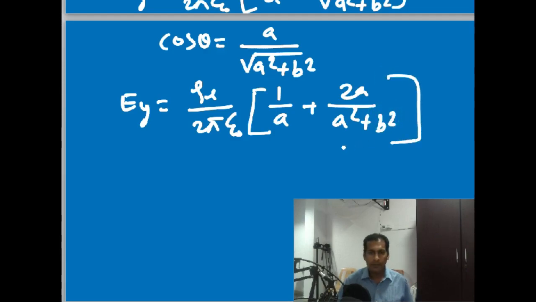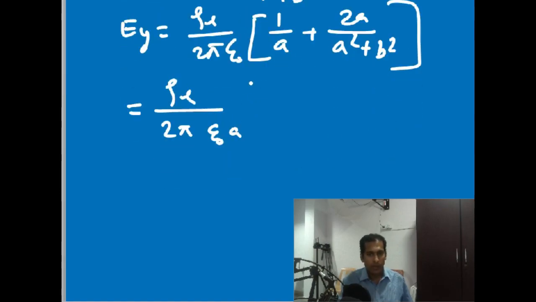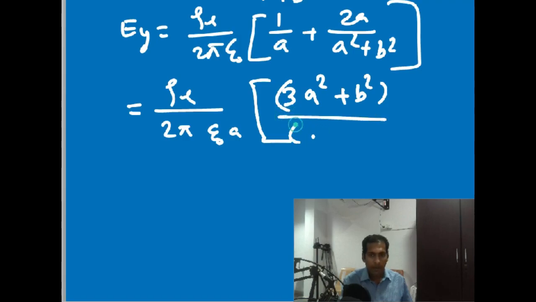So this is EY, and this is rho L. Now if we simplify it, we will get rho L by 2 pi epsilon naught A, and this bracket will be simplified to 3a square plus b square divided by a square plus b square, into ay cap.